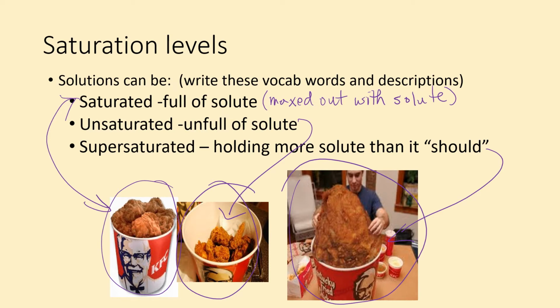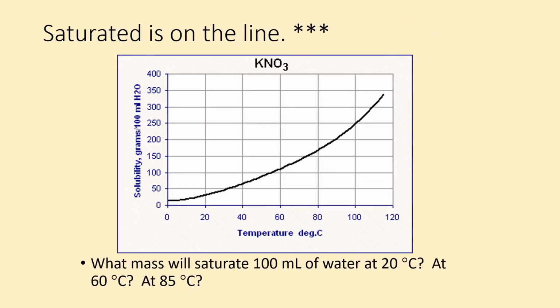But really, we're talking about a solvent and solute. If it's got the maximum dissolved, then it's saturated. If you could still put more solute in, it's unsaturated. And if it's holding more than it should, it's supersaturated. So we can graph this. We can figure out, at 20 degrees, this line right here, every single point on that line represents a saturated solution of potassium nitrate, KNO3.